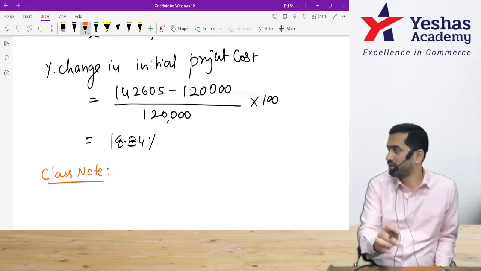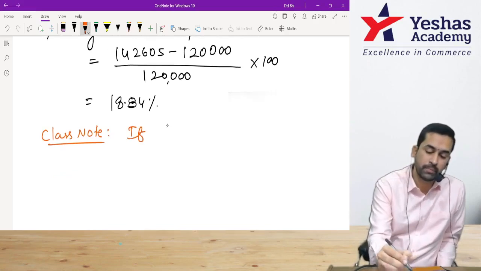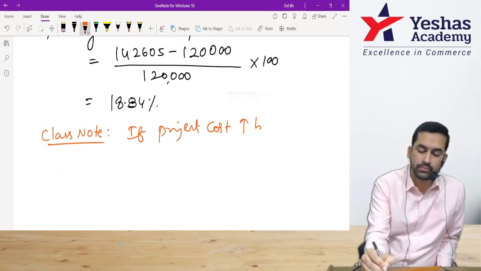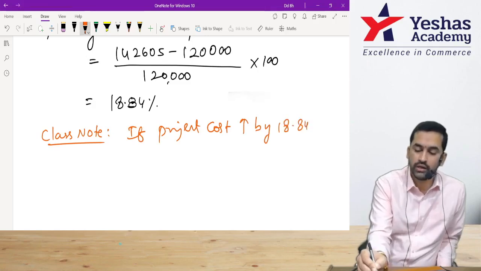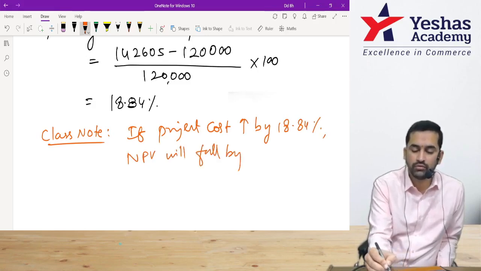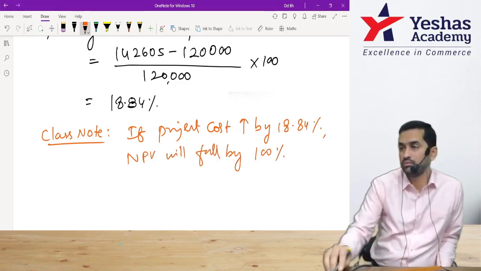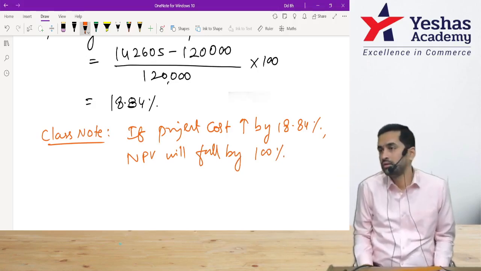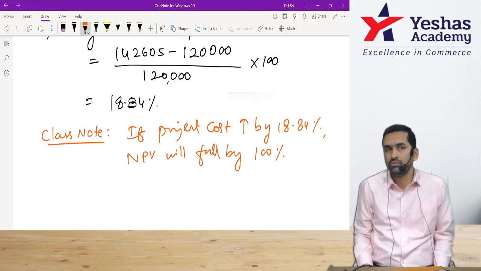What is the meaning of 18.84? If project cost goes up by 18.84%, NPV will fall by 100%.